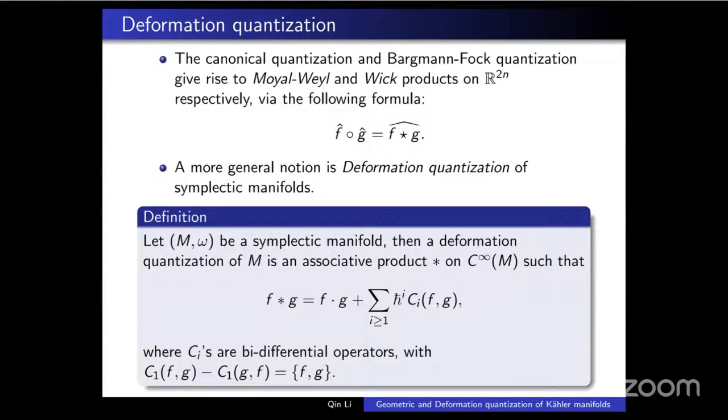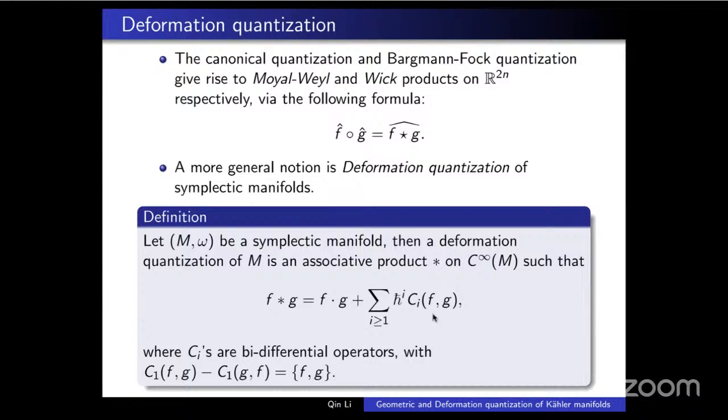Now, in deformation quantization, these two pictures of quantization, the canonical quantization and the Bargmann-Fock quantization, give rise to two star products on R^2n, which are called the Moyal-Weyl product and also the Wick product on R^2n. I think in the previous talk by Professor Huang, this Weyl algebra was also mentioned. And so they satisfy the following formula.